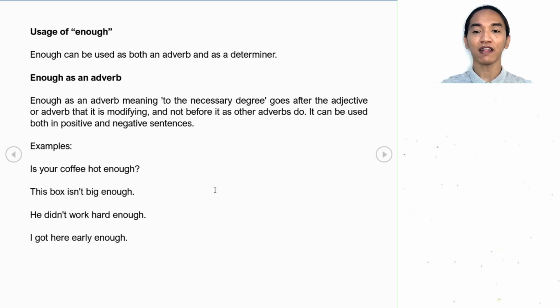As other adverbs do, it can be used in both positive or negative sentences depending on the meaning that you're trying to say. Is your coffee hot enough? The box isn't big enough. He didn't work hard enough. I got here early enough. Okay, so as you can see, you put enough at the end of your sentences.